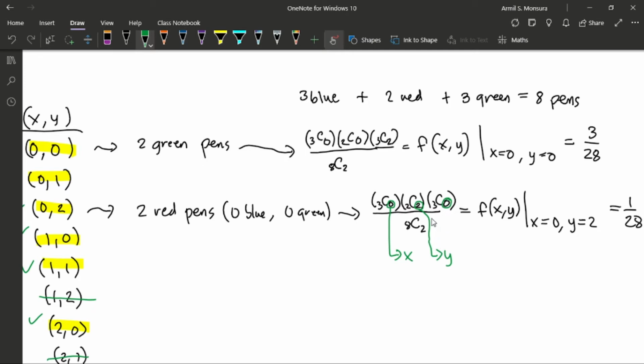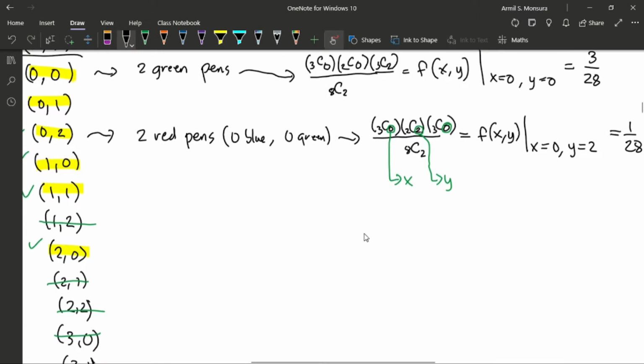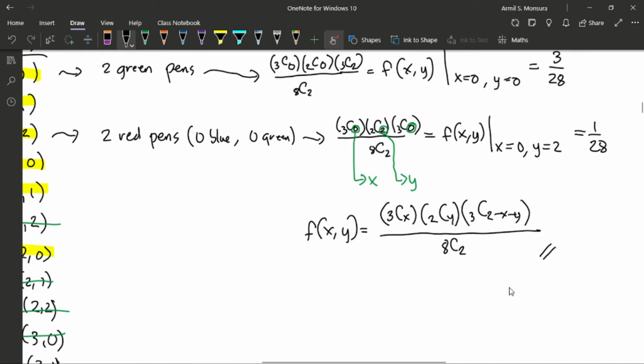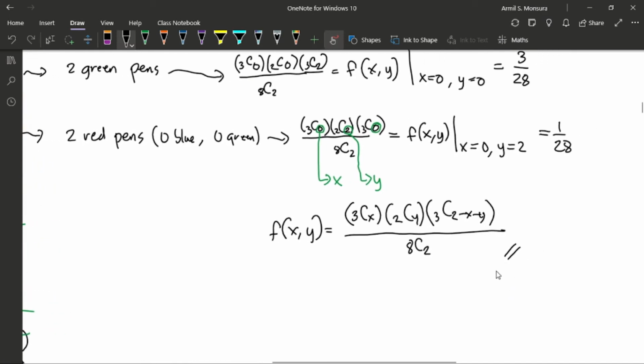So from there, we can now write the general expression for your distribution to be this way. That is 3 combination x multiplied to 2 combination y, multiplied to 3 combination of 2 minus x minus y, and then divided by 8 combination 2. So this now gives you your joint probability distribution for this particular problem.